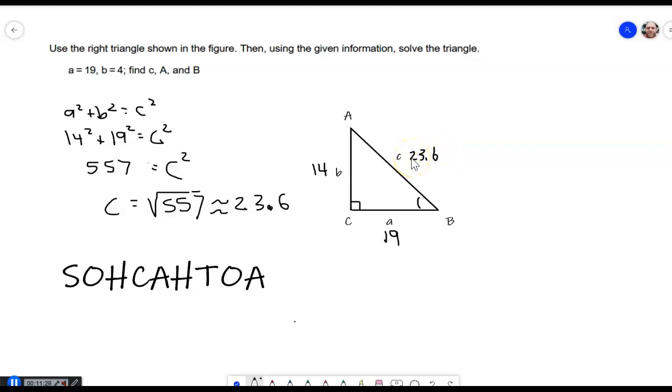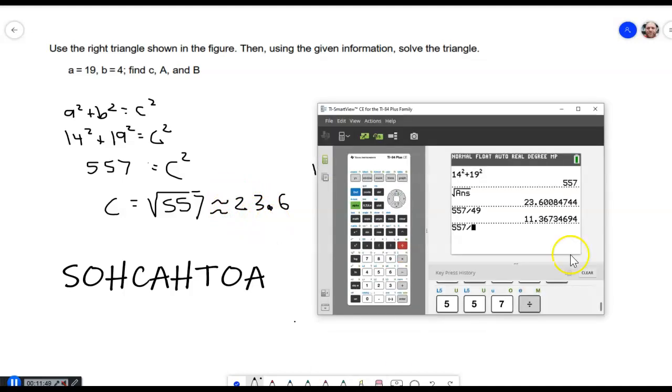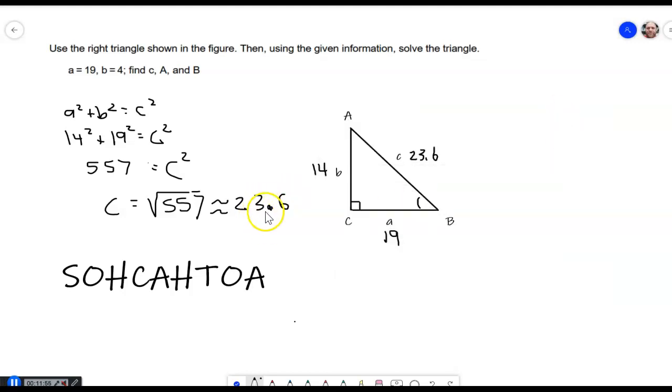Now here's just a little bit of information for you. They gave me A and B, and I know that A and B are exact numbers, but C here came out to an irrational number, right? So I actually had to round that. So this is not an exact number. If I look back at my calculator, it came out to a number that's going to really go on forever. So I actually had to approximate this.